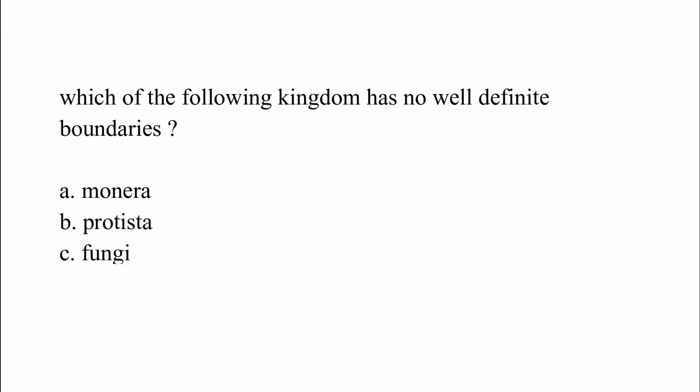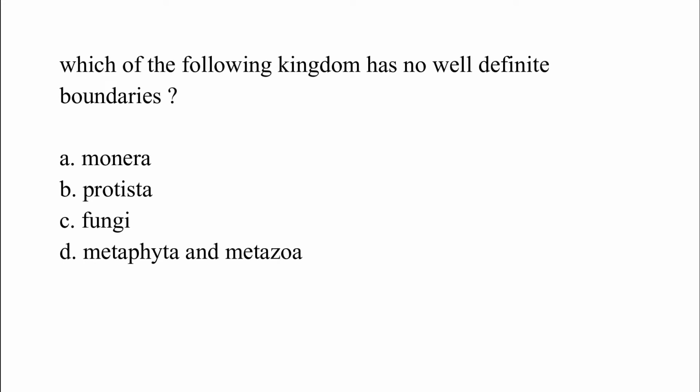Which of the following kingdoms has no well-defined boundaries? Option A, Monera; option B, Protista; option C, Fungi; option D, Metaphyta and Metazoa. The correct answer is option B, which is Protista.